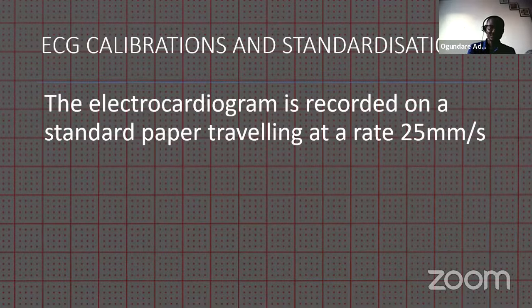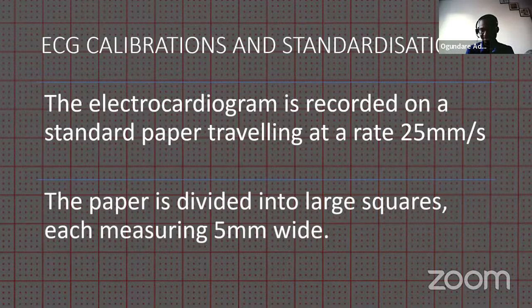So the electrocardiogram is recorded on a standard paper traveling at a rate of 25 millimeter per second. That's the standard ECG paper speed. You just have to write that down. It's the globally acceptable standard speed for ECG: 25 millimeter per second. Like I said, once again, I will need your attention on this now.